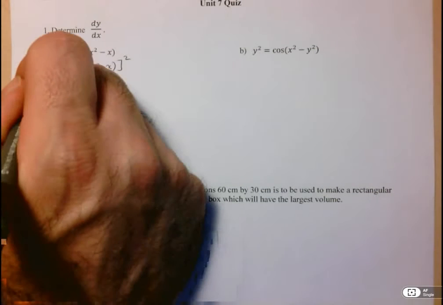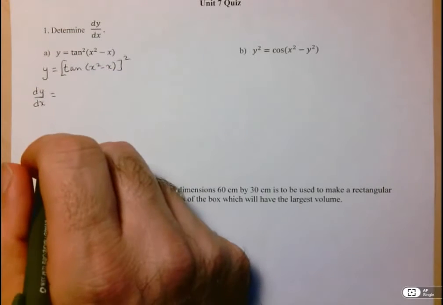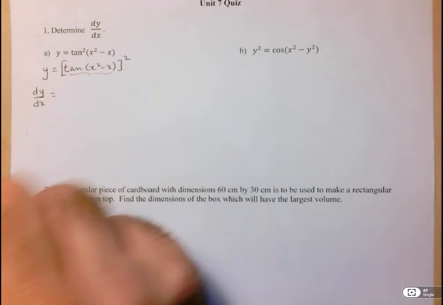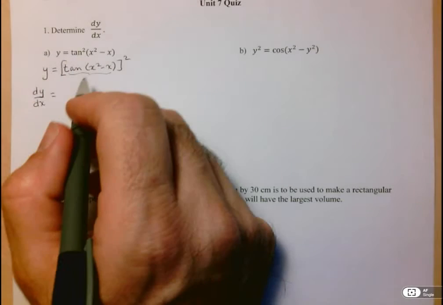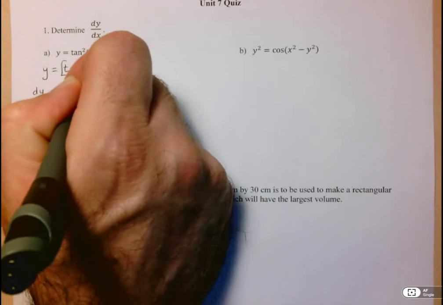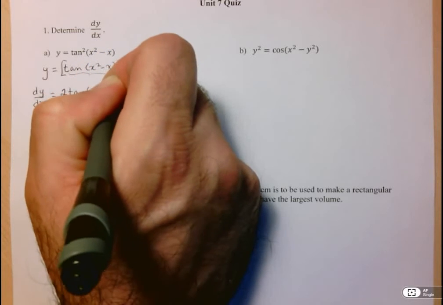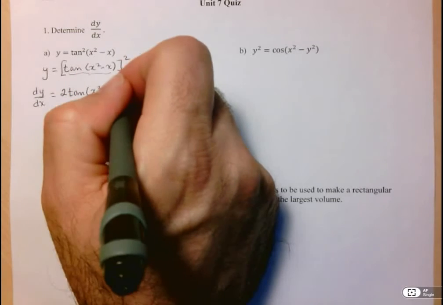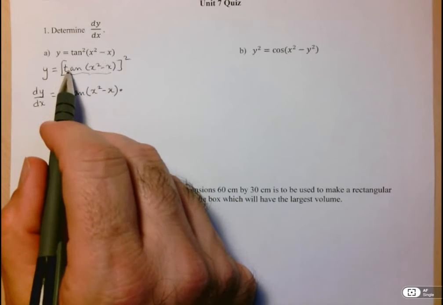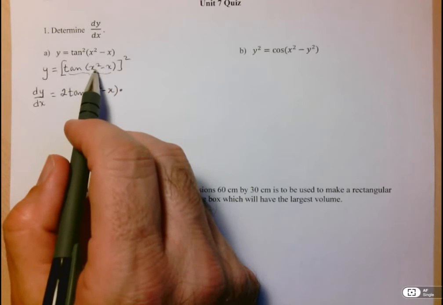So here let's determine dy/dx. First we have this expression squared, so this acts like our u variable. First we take the derivative of u squared, which is 2u, so 2 times the tangent of (x squared minus x). Now we're going to multiply that by the derivative of this expression with respect to x, so the derivative of tan of (x squared minus x), and again we're going to have to use the chain rule.